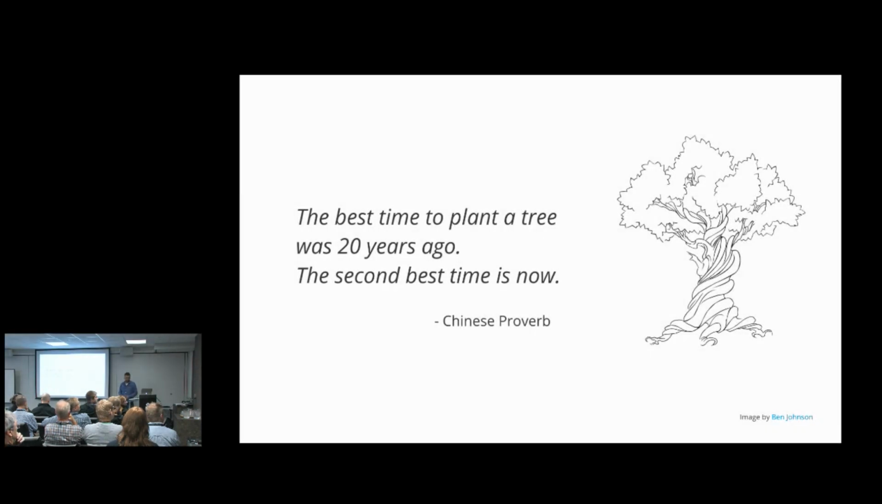So when should we do threat modeling? I really like this Chinese proverb. The best time to plant a tree was 20 years ago. The second best time is now. Point being that if you haven't done threat modeling already, now is the best time to start. But you should do it as early as possible. And I've already mentioned why. Because if we can catch flaws early, we can fix them early while there's still time, and it doesn't become that hard or expensive to fix them.